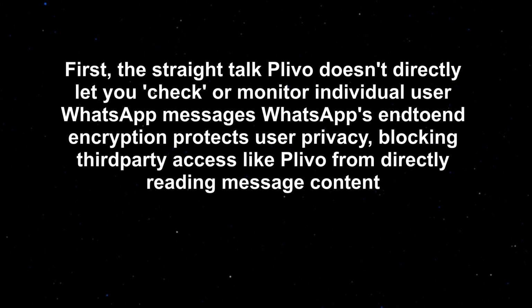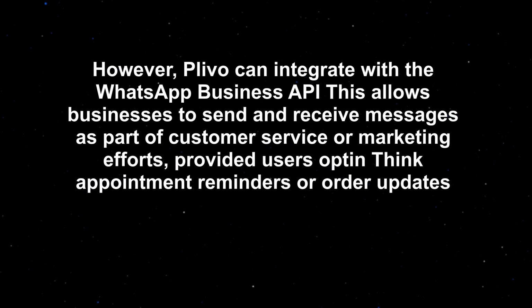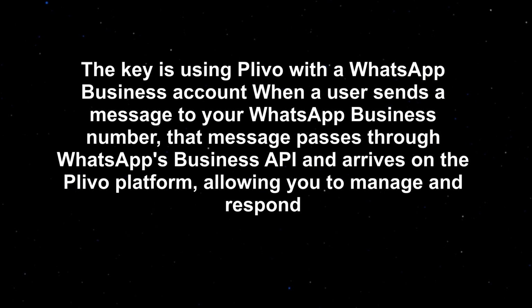WhatsApp's end-to-end encryption protects user privacy, blocking third-party access like Plivo from directly reading message content. However, Plivo can integrate with the WhatsApp Business API. This allows businesses to send and receive messages as part of customer service or marketing efforts, provided users opt in. Think appointment reminders or order updates. The key is using Plivo with a WhatsApp business account.